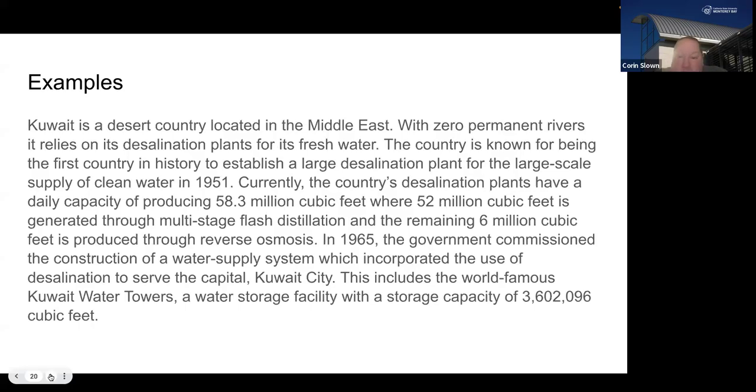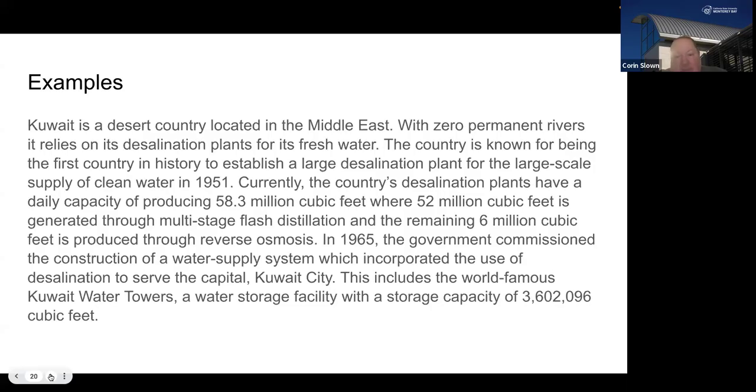Another example is Kuwait. They have 0 permanent rivers, and so it relies exclusively on desalination plants for fresh water. They were the first country to establish desalination for large-scale supply of clean water in 1951. Their current desalination plants produce 58.3 million cubic feet. 52 of that is generated through flash distillation, and then 6 is produced through reverse osmosis.